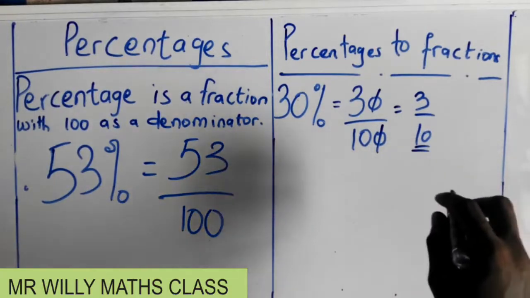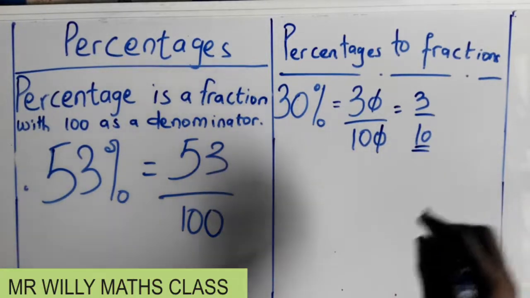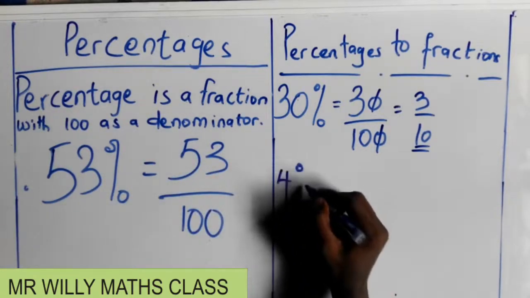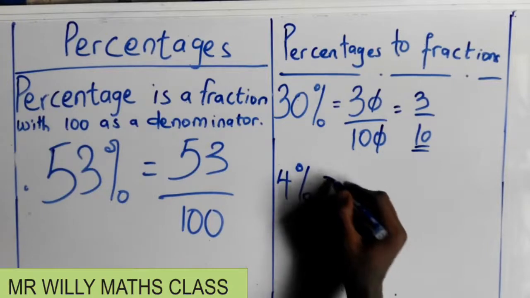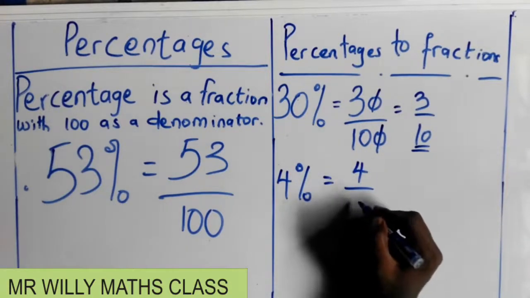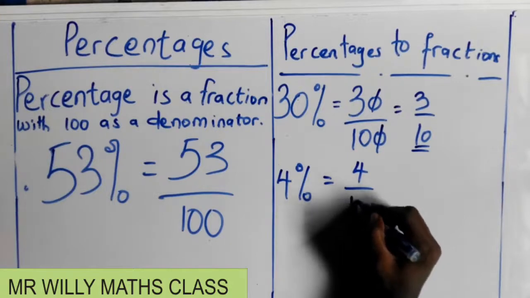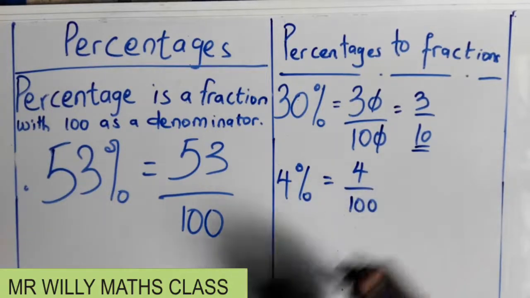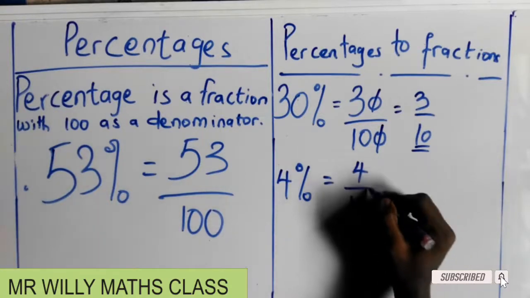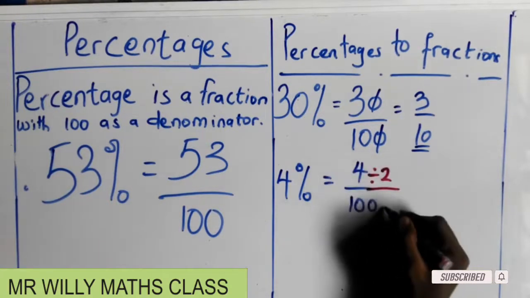Now let's assume that you are given 4%. You are asked to change 4% into a fraction. The first step is that you write 4 over 100, since percentage is a fraction with 100 as a denominator. Now that you have it in fraction, the next thing is what? You divide both the numerator and the denominator with a common factor. What's the common factor for 4 and 100? The common factor for 4 and 100 is 2. You can divide these two with 2.